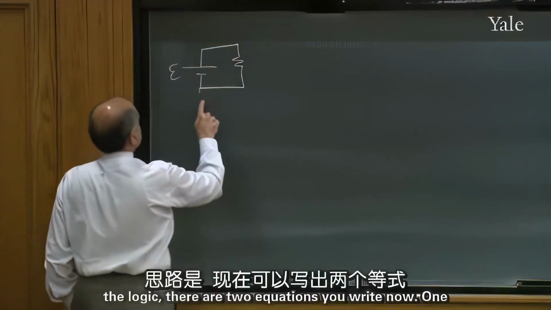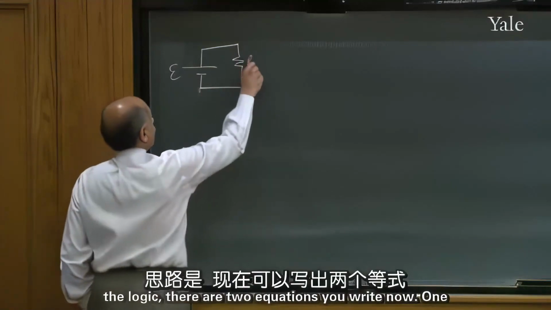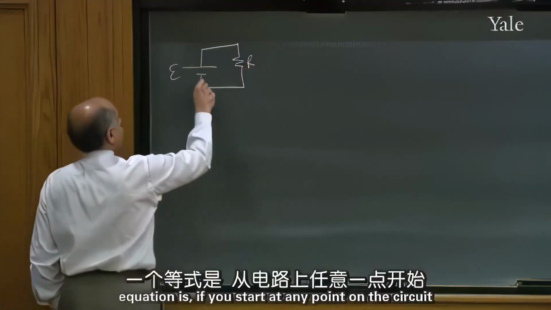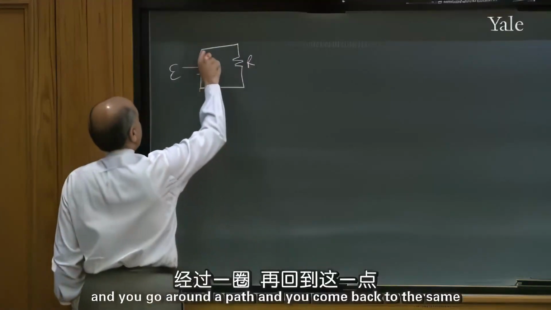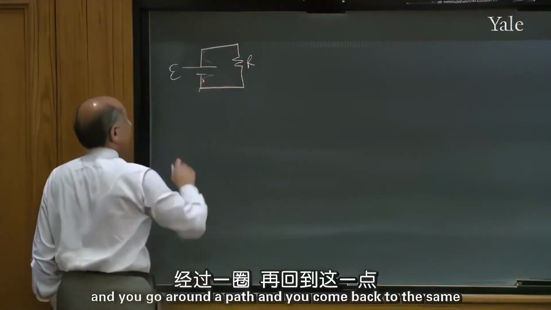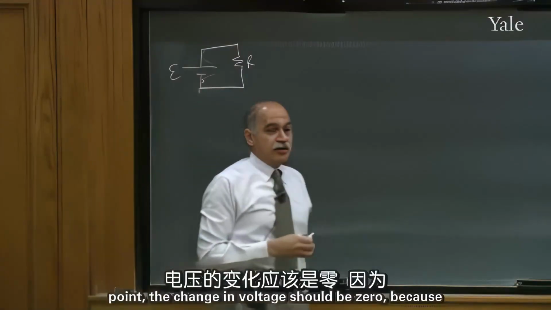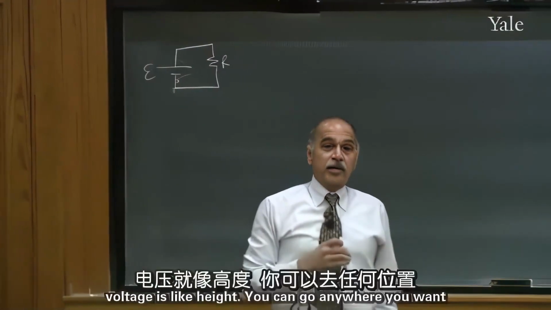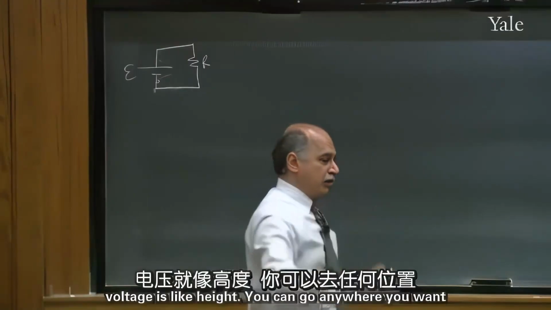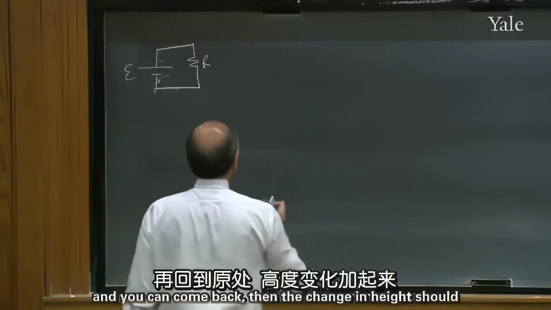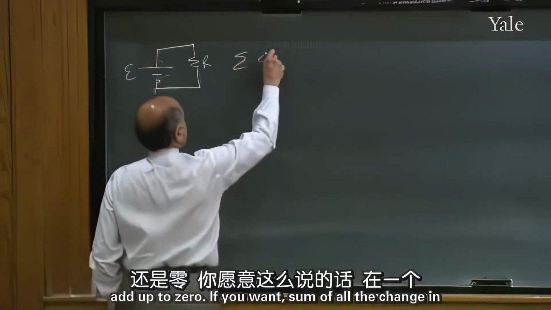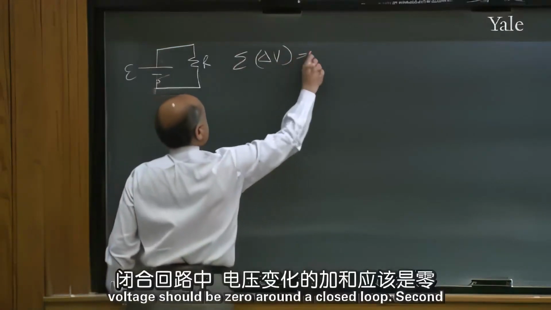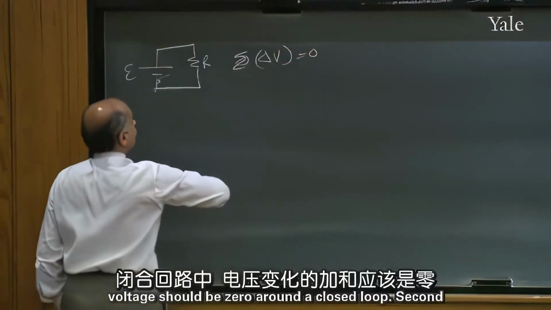So the logic, there are two equations you write down. One equation is, if you start at any point on the circuit, and you go around a path, and you come back to the same point, the change in voltage should be zero. Because voltage is like height. You can go anywhere you want, and you can come back, then the change in height should add up to zero. So the sum of all the changes in voltage should be zero around a closed loop.